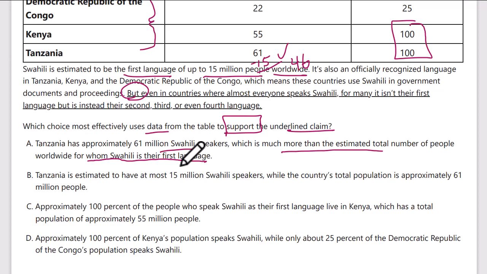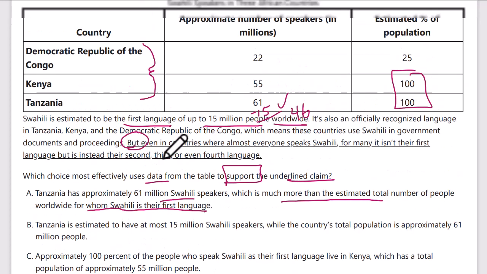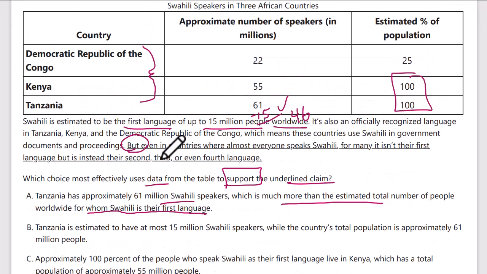Tanzania is estimated to have at most 15 million Swahili speakers. No, it says Tanzania has approximately 61 million Swahili speakers. It could only be 15 million first language speakers. So yeah, that's not right. That's not true according to the table and the text.